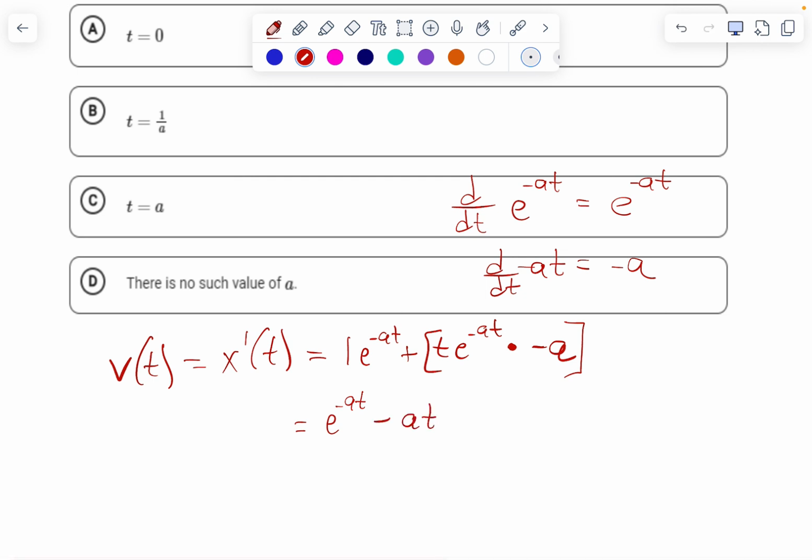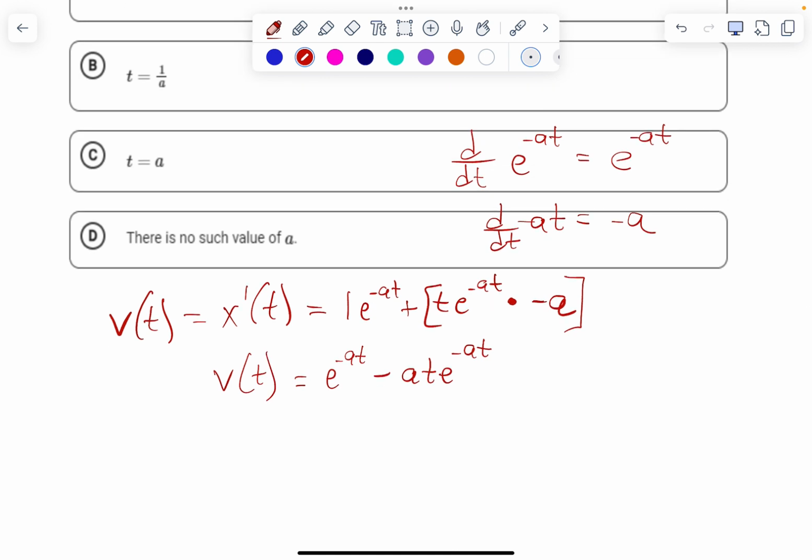Minus at e to the negative at. 8. Yeah, I was just seeing that. Okay. So there's our derivative, velocity. And what has to be true of it? Okay, it has to be greater than 0 for it to be moving to the right.